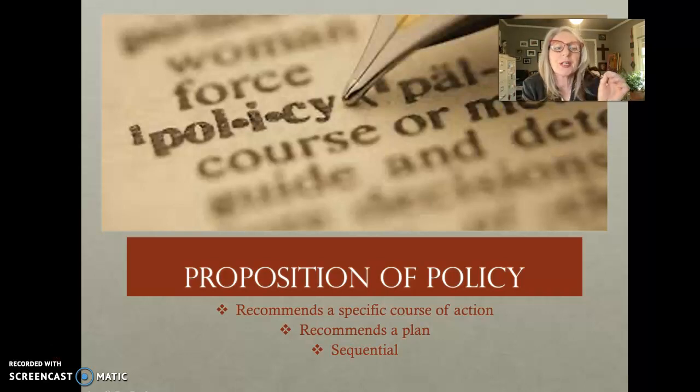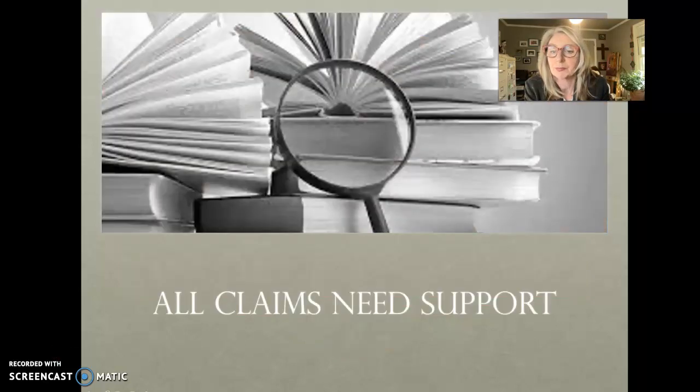So in a policy, you have to have a specific course of action. You have to tell us how we're going to get that policy enacted. What do we need to do? It always has a plan. So it's sequential. It has some steps to it. So these are different types of claims: claim of policy, claim of fact, claim of value.